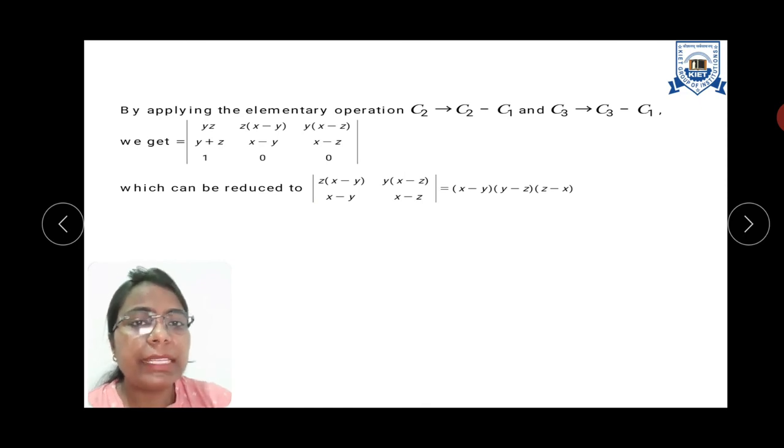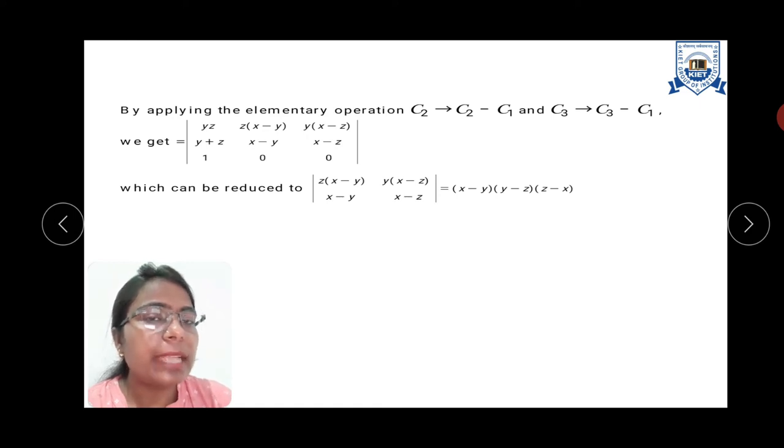And if there exists a 2 by 2 matrix with entries a, b in the first row and c, d in the second row, then the determinant of this matrix is ad minus bc. By using this method, if we calculate this determinant, its value will be x minus y, y minus z, into z minus x.